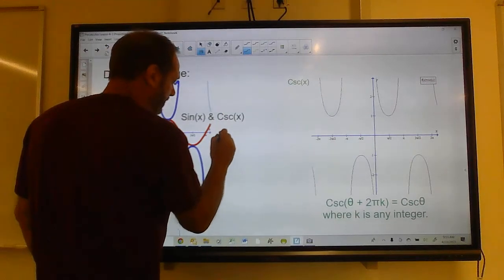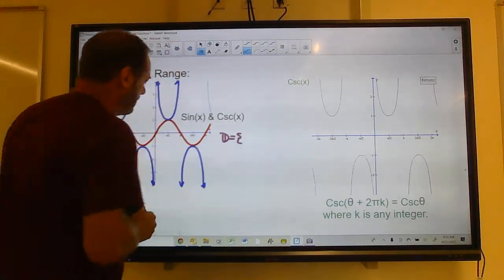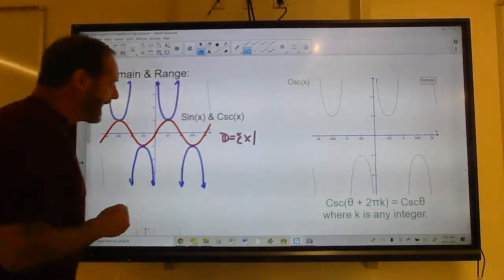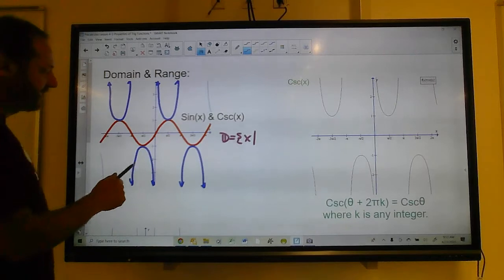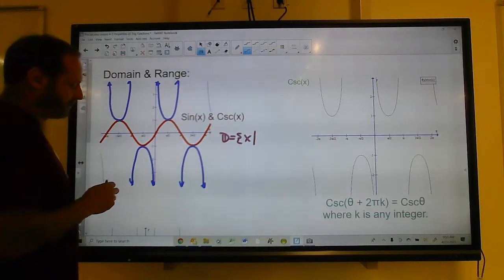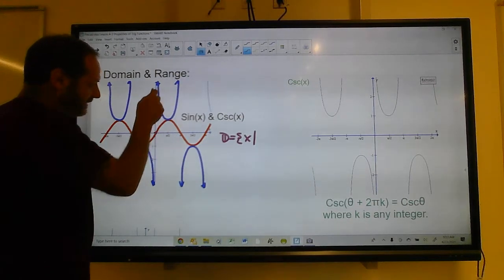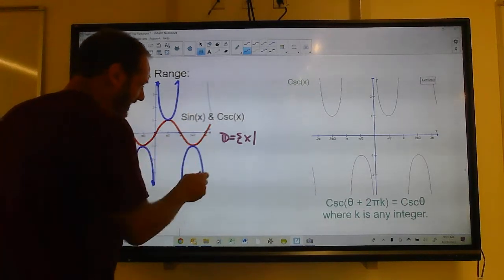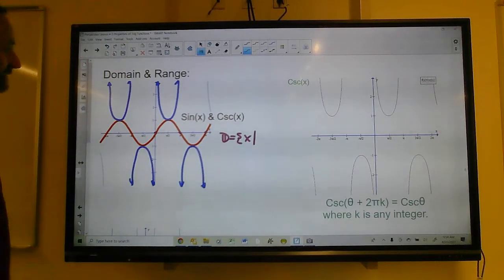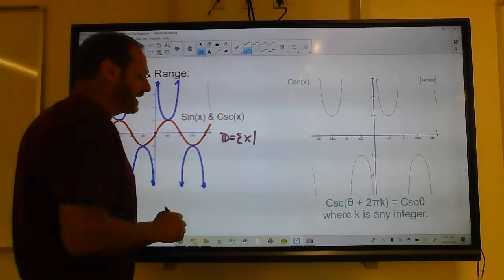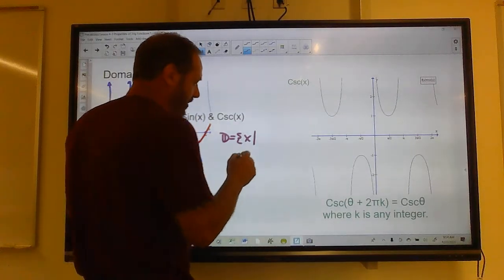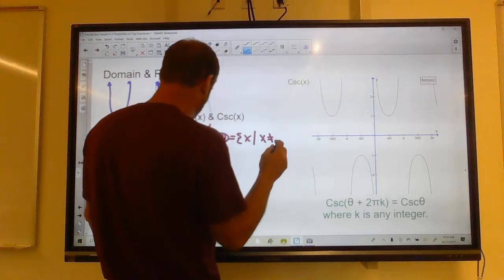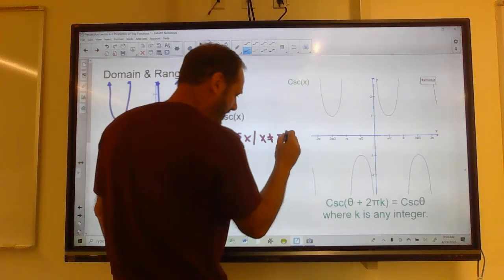Okay, but what's the difference in the domain and the range? Well, the domain here, the domain is all the x's, except I can't put in any whole pi's. Okay, if I put in 0, I get an asymptote. If I put in pi, I get an asymptote. If I put in 2 pi, I get an asymptote. Negative pi, I get an asymptote. Okay, so how do I write that? It's the set of all x's where x is not equal to pi k.